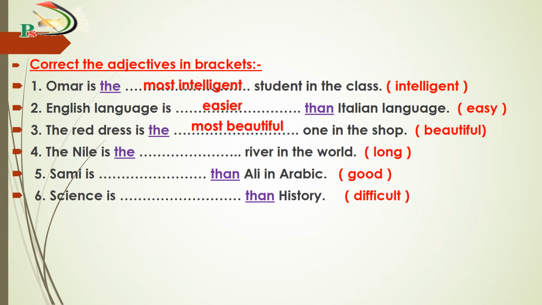Number 4. The Nile is the longest river in the world. Number 5. Sami is better than Ali in Arabic. Number 6. Science is more difficult than history. Please check your answers.